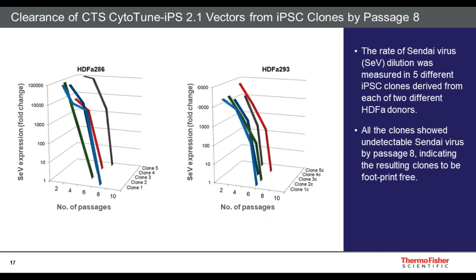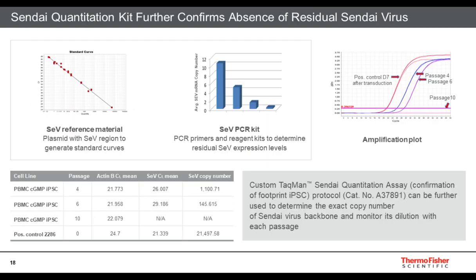The rate of the Sendai virus dilution was typically between 5 to 8 passages, and then this is from our Fibroblast donors that we're following throughout this entire workflow. So of all of the clones, the Sendai virus was undetectable by passage 8. So that's really great to see that it only takes 8 passages before the Sendai virus has complete clearance from your cells. However, a lot of times customers will come to us asking, how can I prove this to my regulatory bodies?